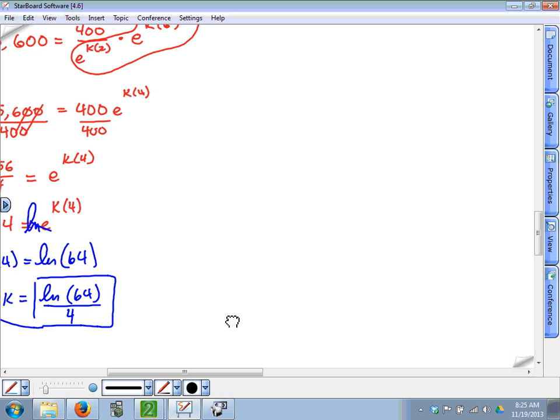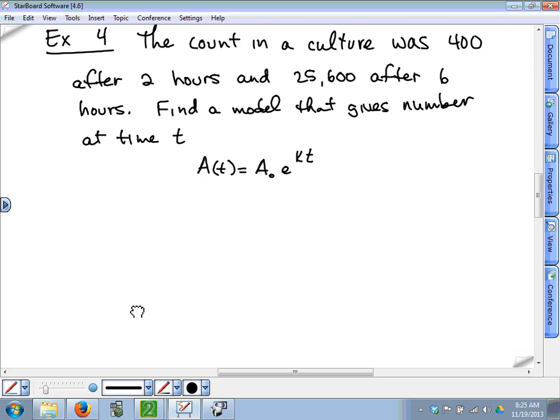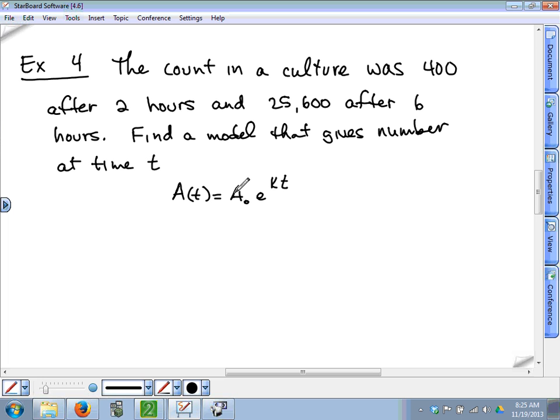I'm going to show you a little bit different way of doing this. We may have a little bit of a different initial count, and then we could mess with the time value a little bit. And it's going to end up being the same model, just in a different form. So the first thing we need to find is k, the growth constant, or the growth factor, the relative growth rate. Usually we do that by plugging in the initial count. Do we know the initial count? No. But we know that at 2 hours, how many were there? 400. And then after 6 hours, there was 25,600.